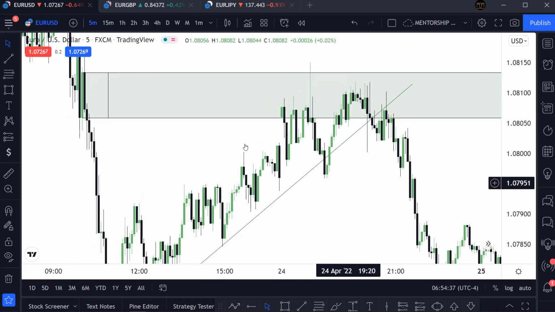So this is what happened here. We have this green candle, this broke structure. We have these lower lows here, taken liquidity out, then indecision.